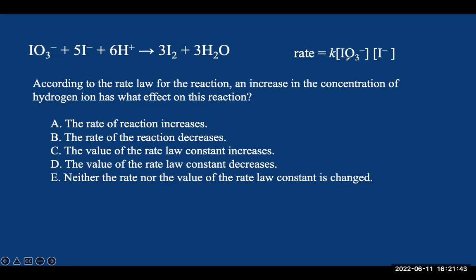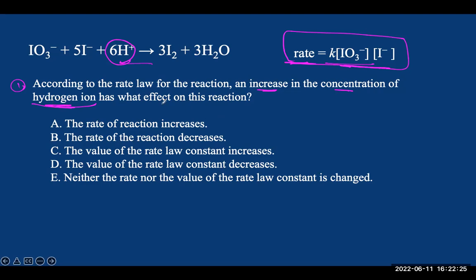And we have the rate law for this reaction. According to the rate law for this reaction, an increase in the concentration of hydrogen ion. So he will increase one of the reactants here. Before continuing reading the question, you will assume that increasing one of the reactants will increase the rate of the reaction. But before answering, if he gives you the rate law, you need to go back to the rate law and check if this reactant, the hydrogen ion, is found in the rate law or not. As we see here, the hydrogen ion is not here, so it will not affect the rate. Increasing the concentration of hydrogen ion will not affect the rate.